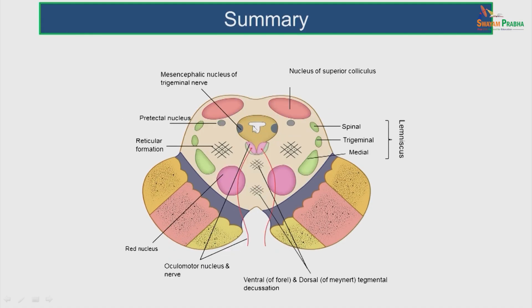Now at the superior colliculus level, we can appreciate the three lemnisci, that is the medial, trigeminal and spinal. There is appearance of the red nucleus, and the ventral and dorsal tegmental decussations are appreciated. In the central grey matter you can appreciate the oculomotor nerve nucleus and the mesencephalic nucleus of the trigeminal nerve, and the appearance of the pretectal nucleus, which is for the pupillary light reflex, and we can appreciate the superior colliculus.